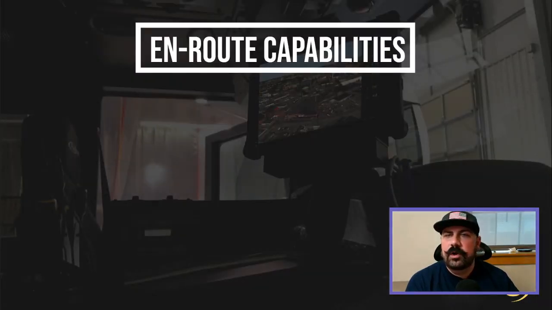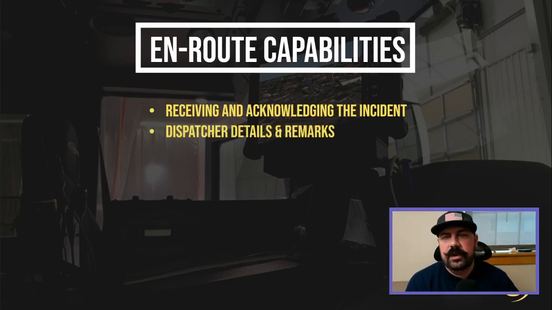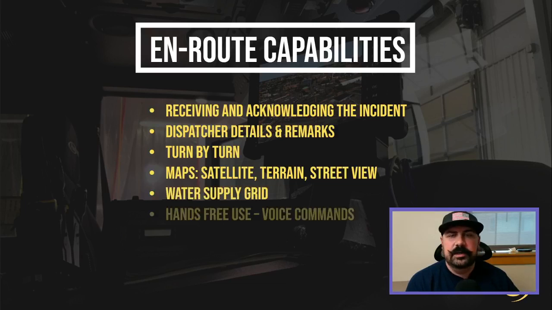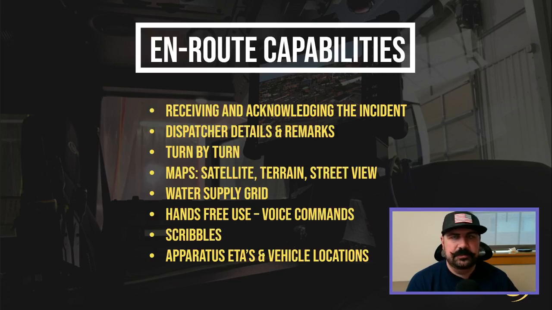Today we're going to be going over receiving and acknowledging an incident. We're going to speak about dispatcher details and remarks, which is a new feature that we have added into Florian. We're also going to speak about turn by turn, then maps: satellite, terrain, and street view. So we have 3 different map views. We'll talk about our water supply grid, hands-free use with voice commands, scribbles, and finally apparatus ETAs and vehicle locations.